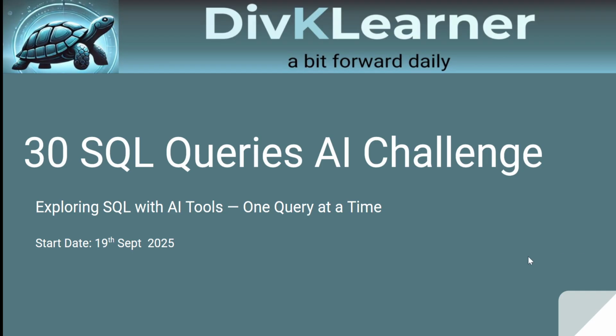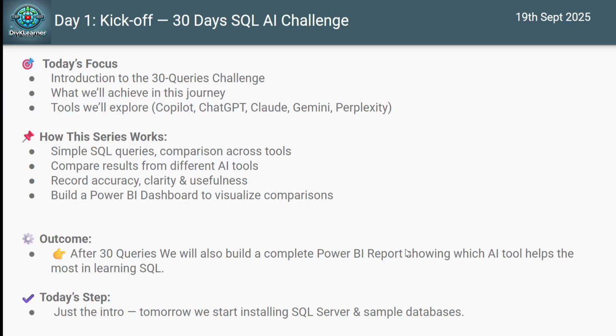So very quickly, I'll just take you through what we are trying to do. We are trying to work along 30 SQL queries, and then compare what output we get from AI tools like Copilot, ChatGPT, Claude, Gemini, Perplexity. Once we have checked those, we are trying to give them some grading, and according to the grading, we are going to create a Power BI report at the end.